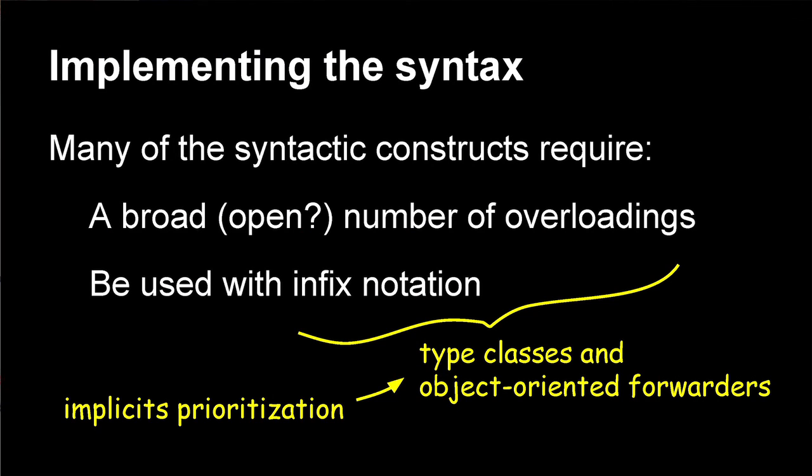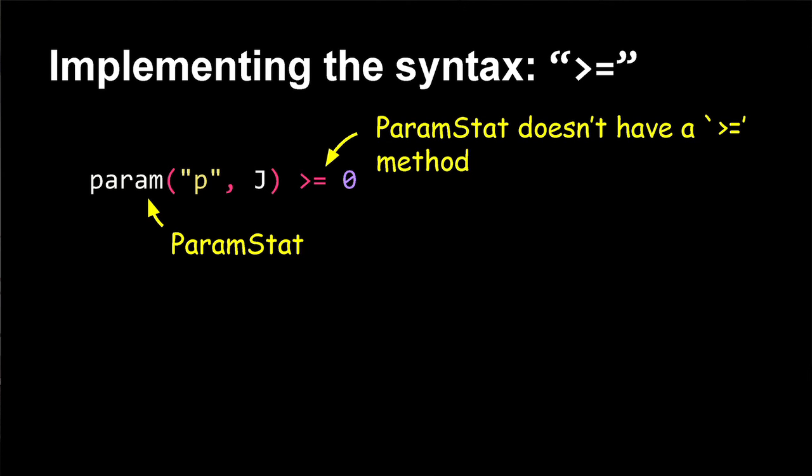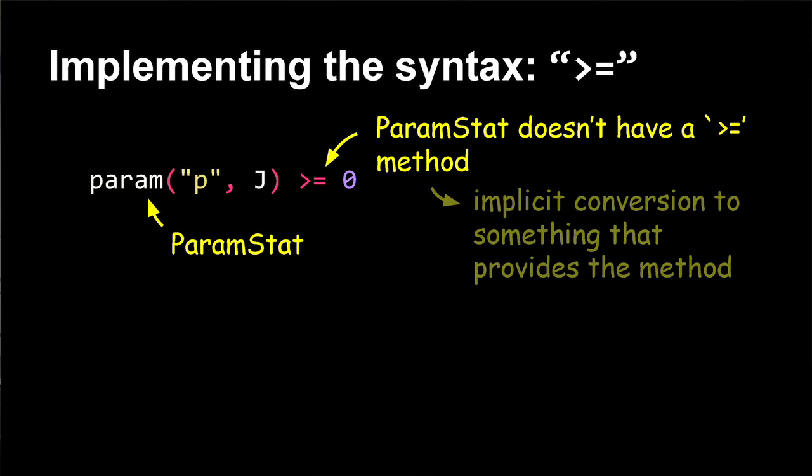So I will try to show and motivate this by an example. I will show the implementation of the greater than or equals operator. Here we are using greater than or equals to define the lower bound of a parameter. The param smart constructor returns some data type, ParamStat, that is part of the AST. Because we want to treat the AST as just data, we don't want to add any syntax-related method to it. So we are going to add this method using an implicit conversion.